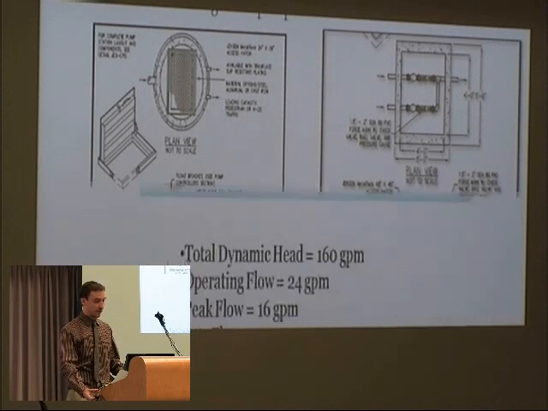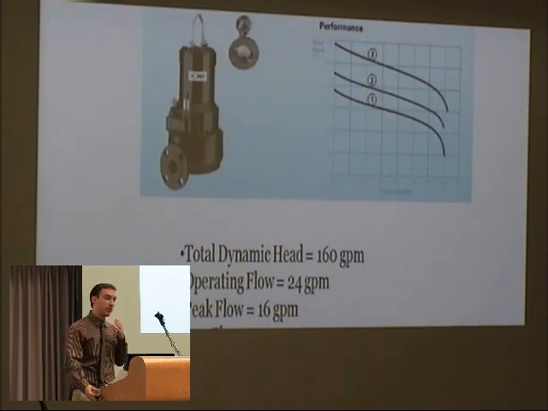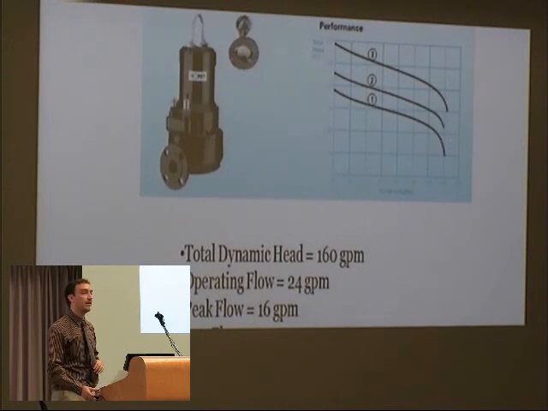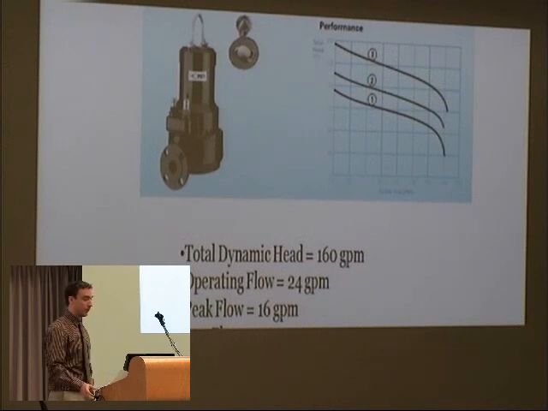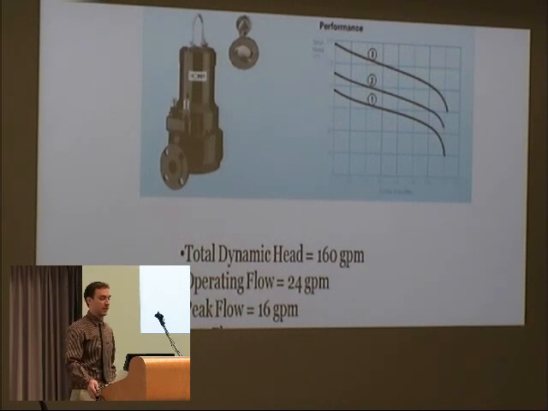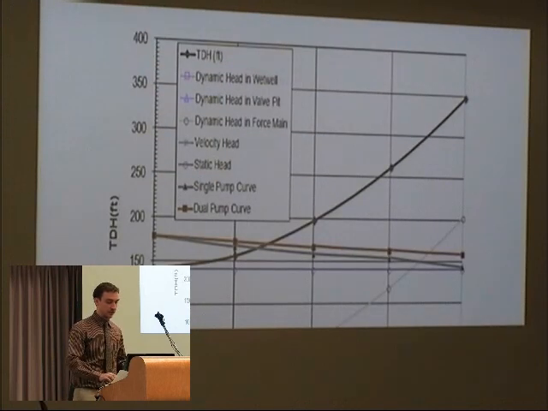4-foot diameter for each. In order to overcome the head, the total static head, which was actually about 140 feet, we had to use a grinder pump with a discharge diameter of 2 inches. This is actually going to give us 24 gallons per minute operating flow, and our peak flows were calculated to be 16 gallons per minute, which satisfies the requirements.